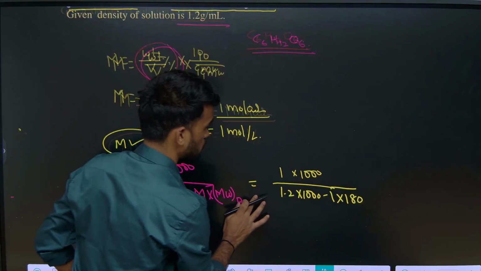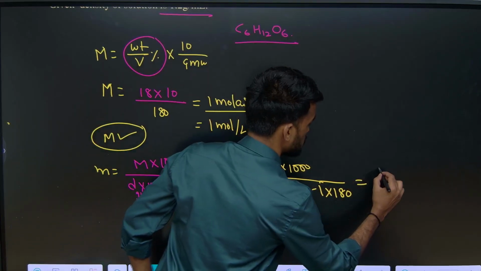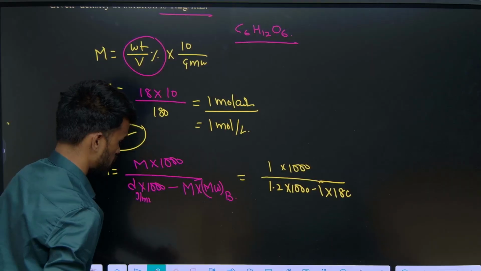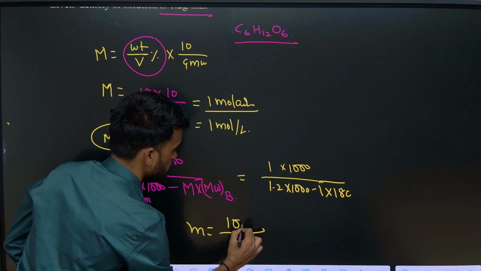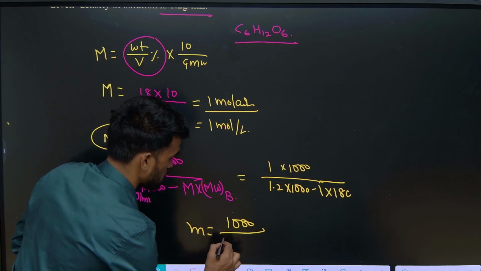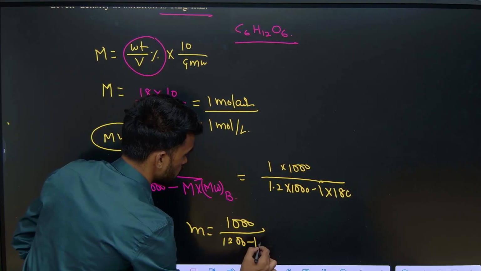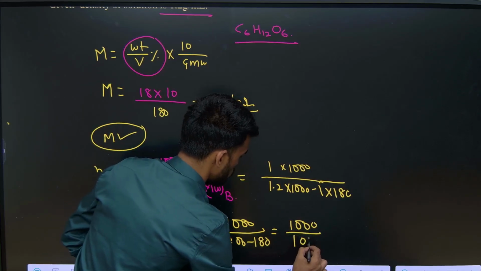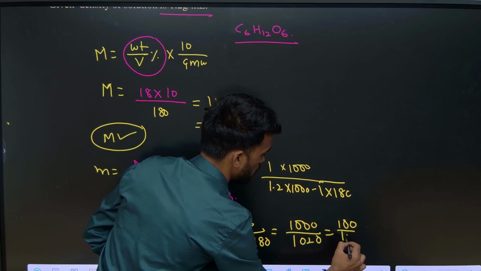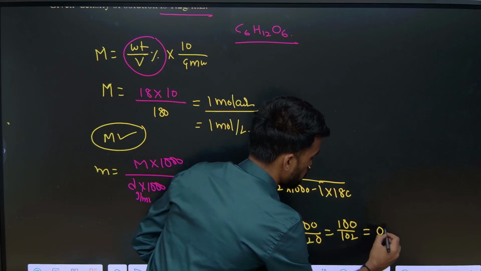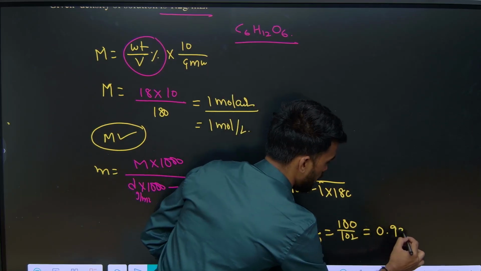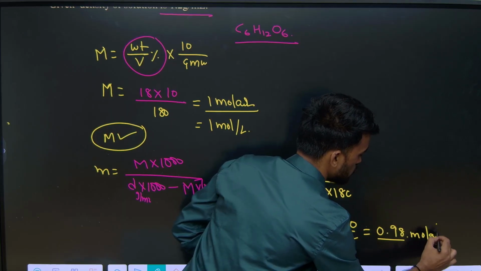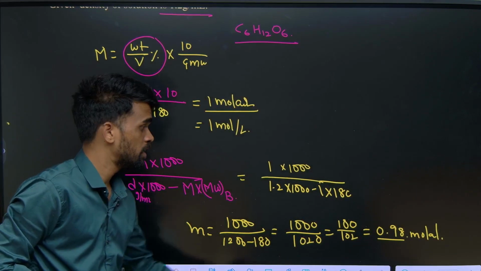So how much are we going to get here? I will explain one more method also for the same question. So m equals 1000 by, 1.2 into 1000 means I can write 1200, minus 180. So this will be 1000 by 1020, which is nothing but 100 by 102. This will be almost 0.98 times. So this is how we can calculate: 0.98 molal solution.